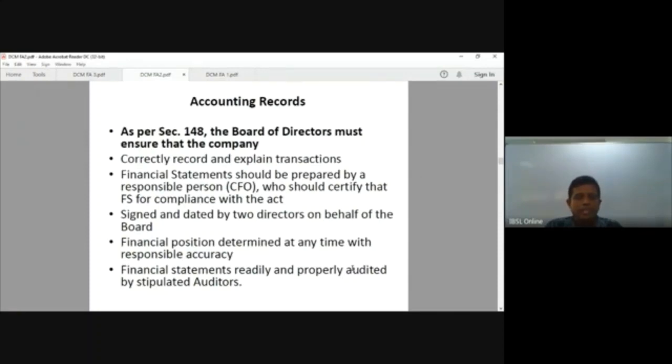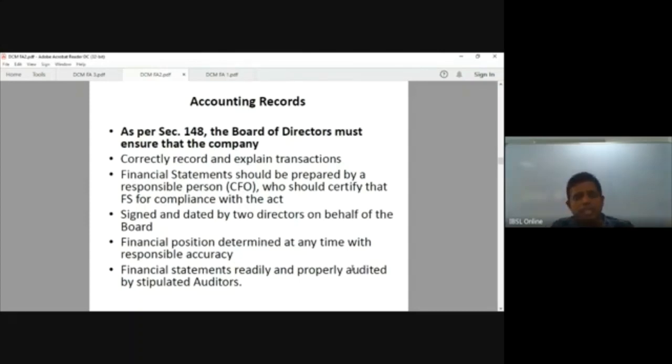But if it is a listed company, they have to again follow the CSE and SEC rulings when it comes to financial statements. We are not going to talk in detail about those rulings. We will only focus on the Companies Act requirement. If I come to this particular slide again, section 148: the board of directors must ensure that the company, number one, correctly records and explains the transactions.